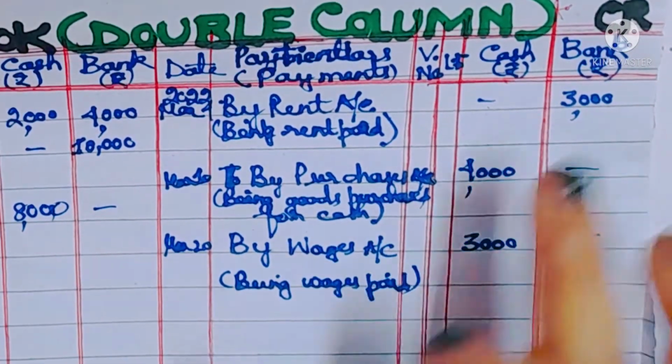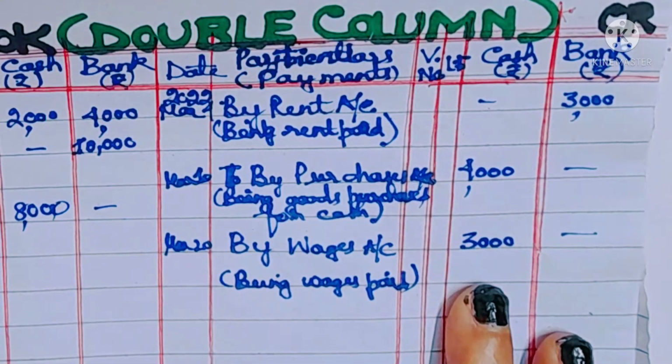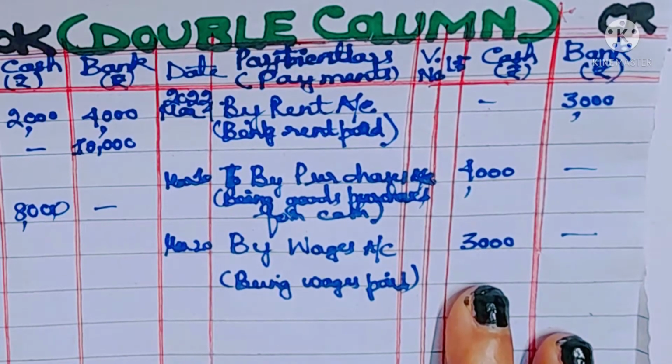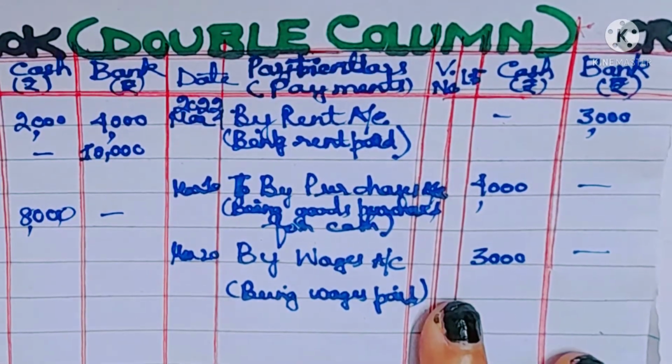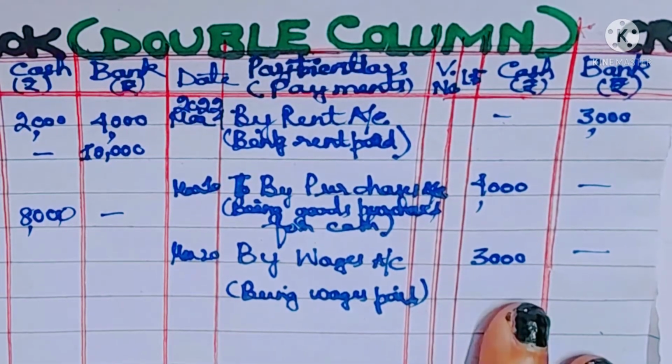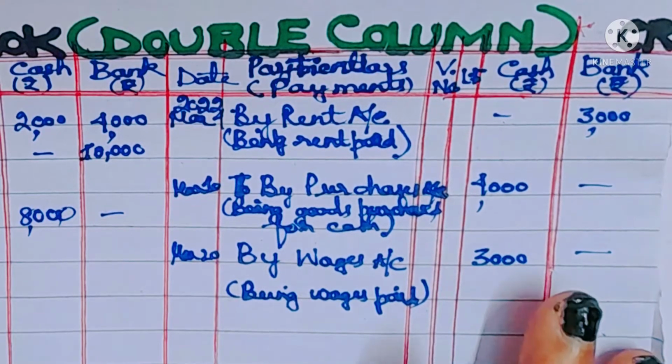Moreover, cash column represents cash account. So here cash account comes under real account. According to real account, what goes out is credit. Here when wages is paid, cash goes out from the business. So 3,000 will be credited. Understood? So let's see the next transaction.